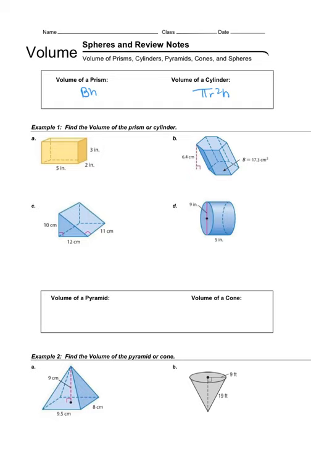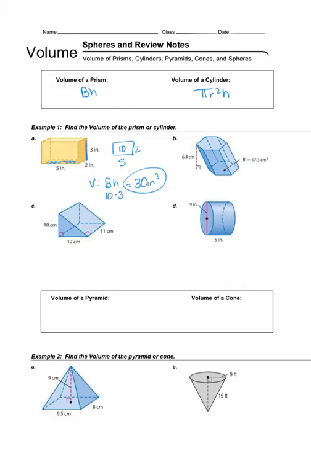So when I look at example 1, I see that this is a rectangle prism. The base is a rectangle, so if I draw that off to the side, then I can find the area of that base. It's just 5 times 2, which is 10. So the volume of this prism is the area of the base times the height, so 10 times 3, because that's how far apart the bases are, which is 30 inches cubed. So that's volume of a prism.